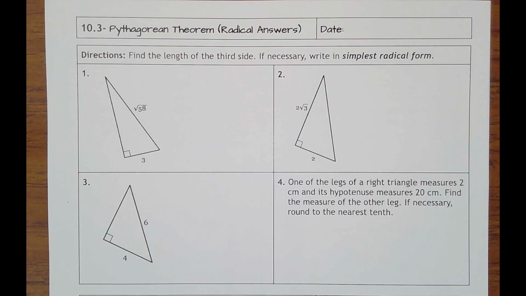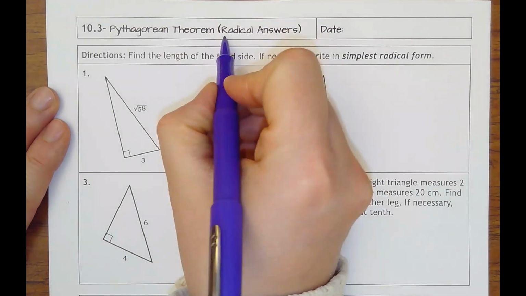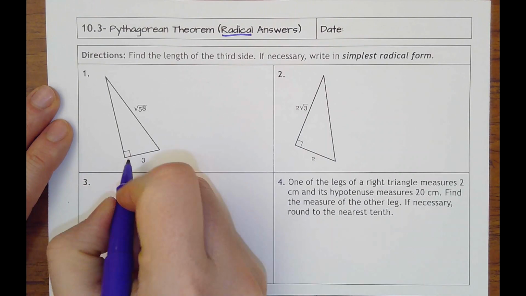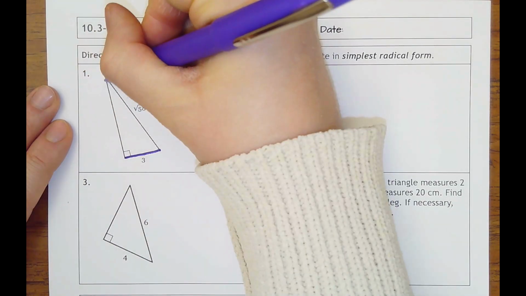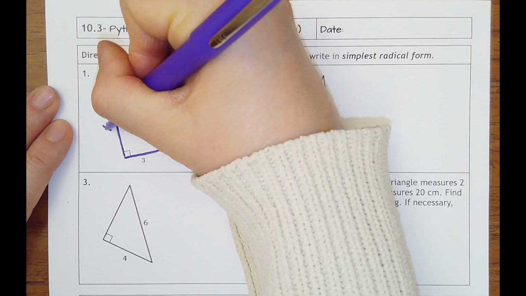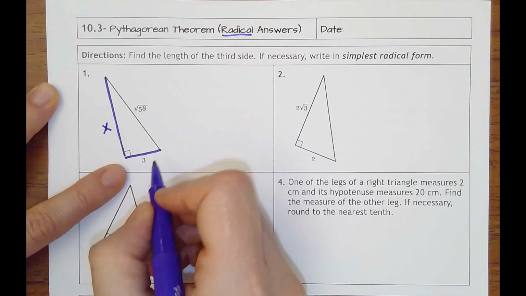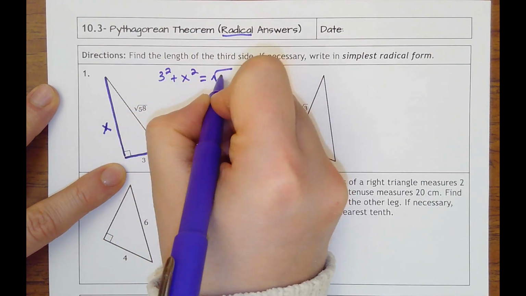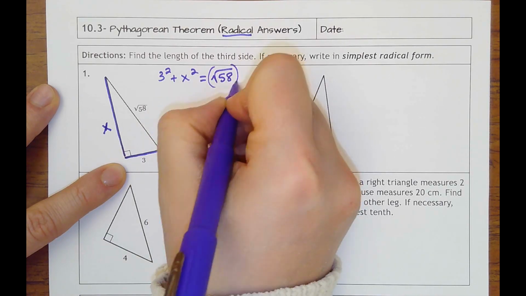Lesson 10.3 is again Pythagorean theorem, but this time they want the answers as radicals, which means we're going to have to simplify radicals and not just get a decimal. So in this triangle, I know one of my legs, I'm missing the other leg. And so I'll have 3 squared plus x squared equals the square root of 58 squared.